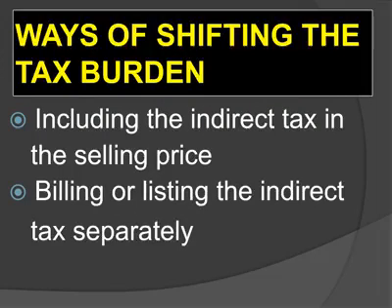So let's go back again and have a look at the ways of shifting the tax burden. As I said a while ago, the first method is including the indirect tax in the selling price. The second method is billing or listing the indirect tax separately. So in whatever manner that's being said here, it is always the ultimate consumer that pays the tax, because the tax is shifted, being made part of the selling price or billed separately.